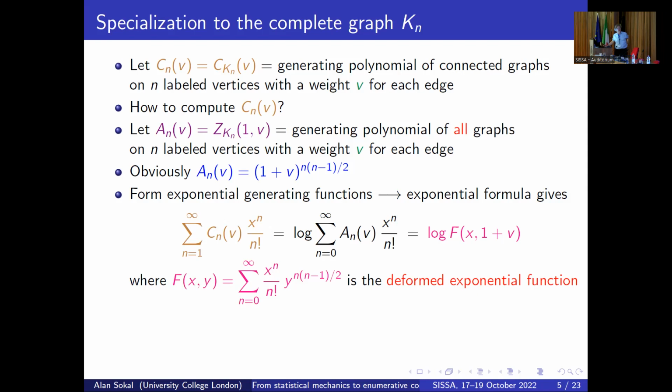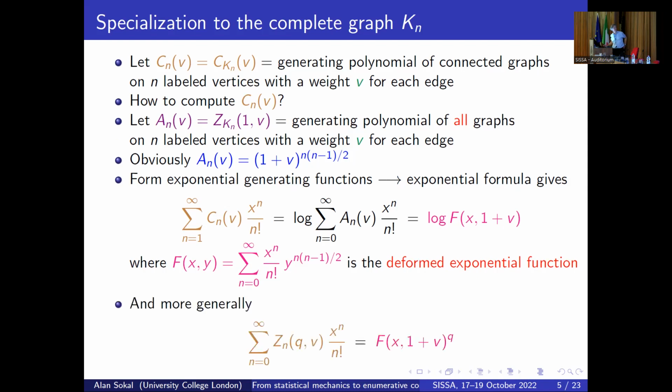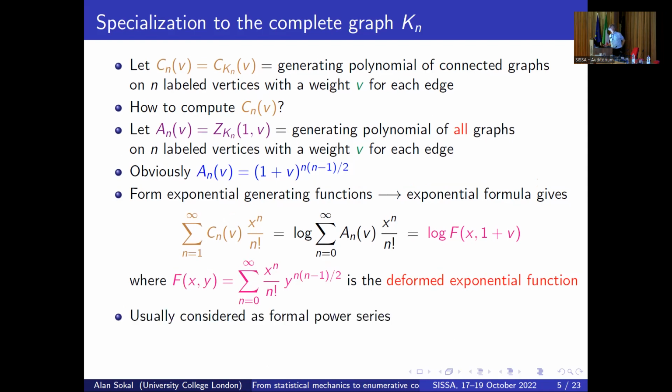And so you take the deformed exponential function, evaluate it at y equals 1 plus v, and take its logarithm. And more generally, if you care about the Potts model on the complete graph, its exponential generating function is just the f raised to the power q.